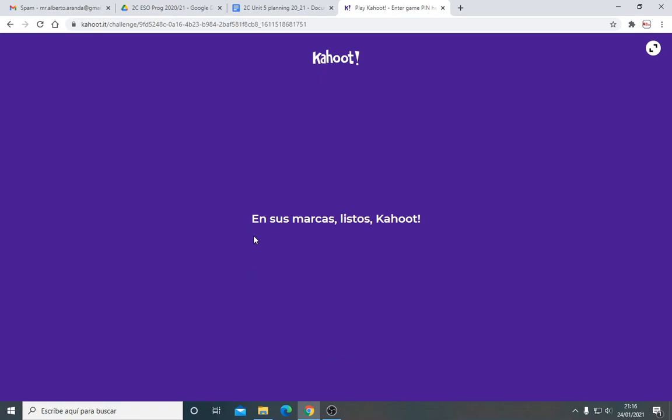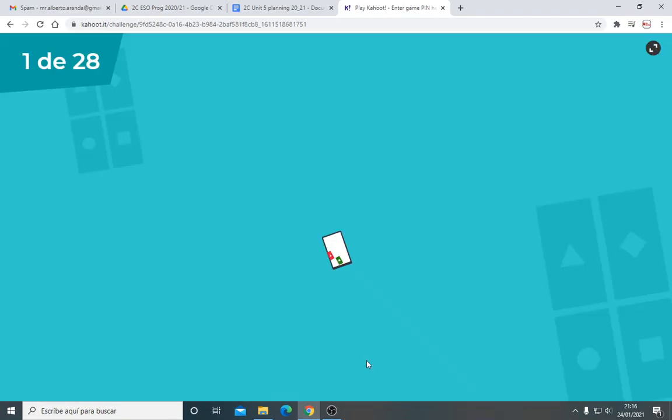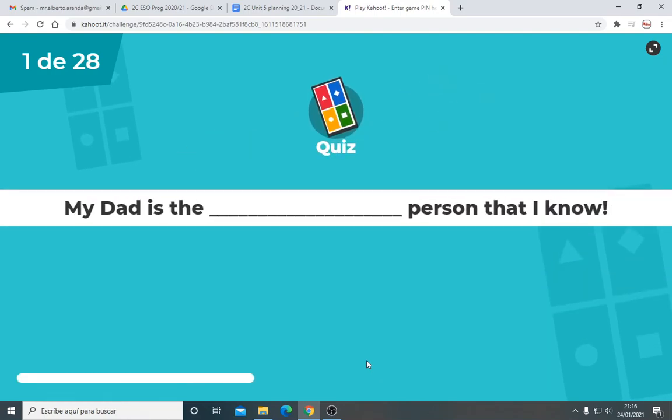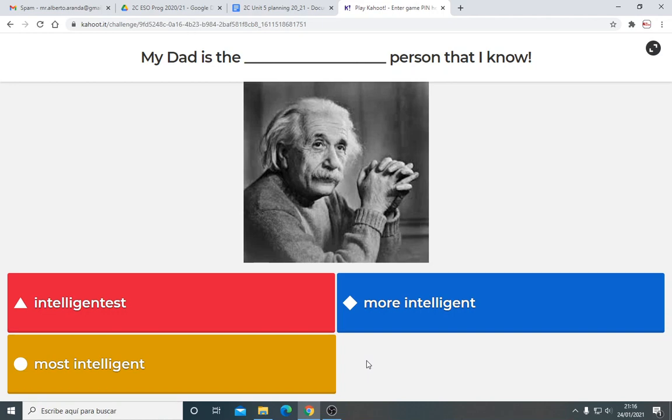Okay, this is a Kahoot about comparatives. Yes, that's me. You have to put your name first. My dad is the intelligent. Intelligent is a long word. It's got more than one syllable, so we have to use more. This is clearly a superlative, so it has to be most. It's the most, because we've got the. So when we've got the, that's almost always a superlative.